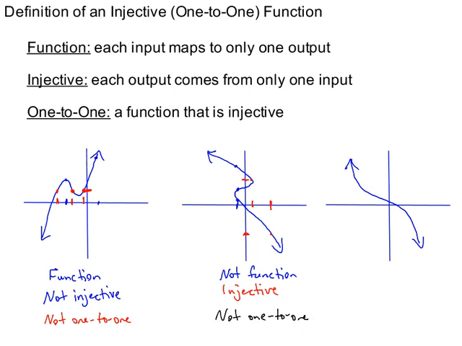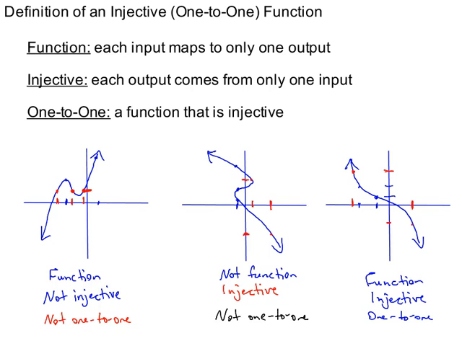As you can guess, this last example is a function because if you pick an input, you get a single output no matter what input you choose. It is injective because if you choose an output, you get a single input for any output, right? So it is injective. So we have an injective function, which means that this is one-to-one.